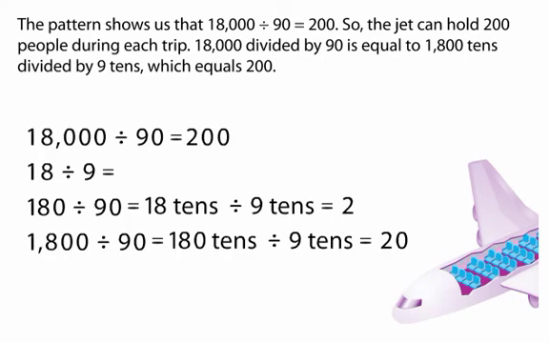So, the jet can hold 200 people during each trip. 18,000 divided by 90 is equal to 1,800 tens divided by 9 tens, which equals 200.